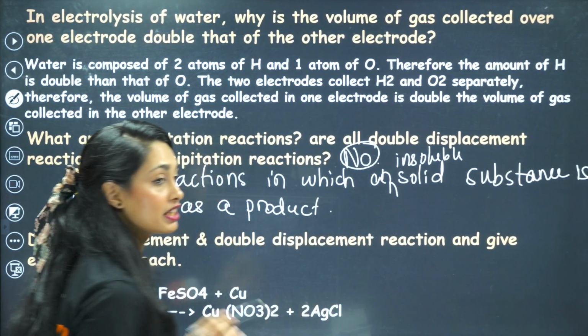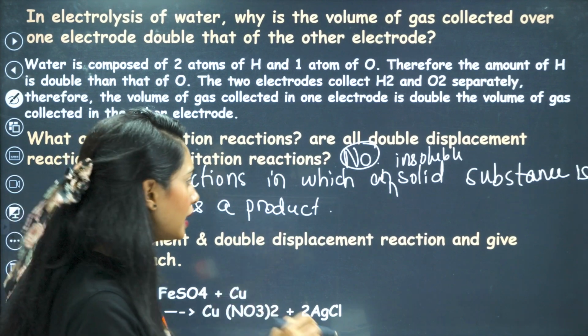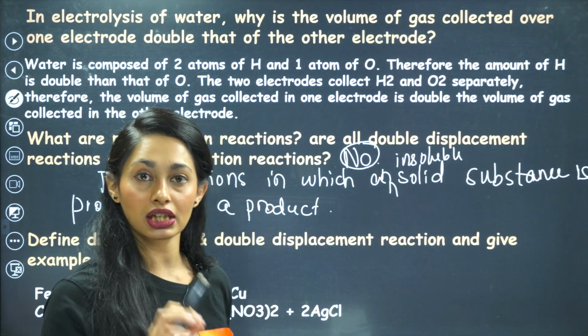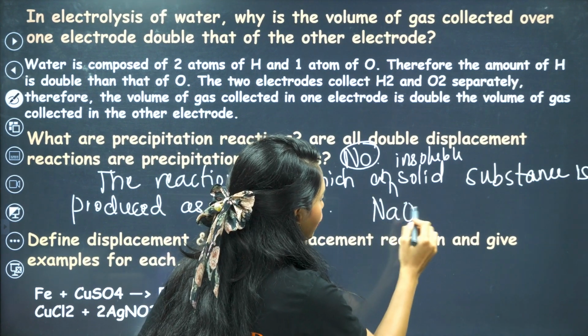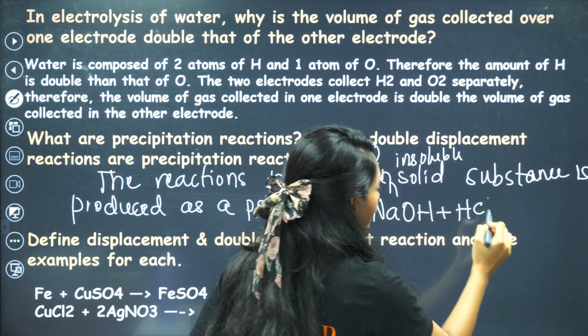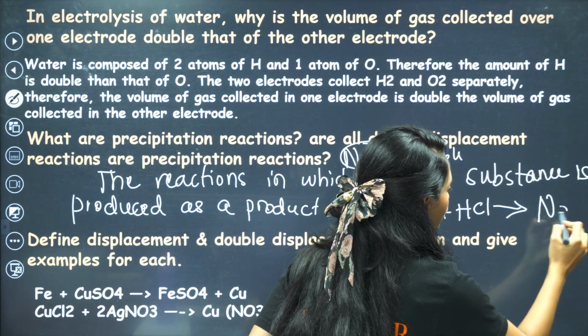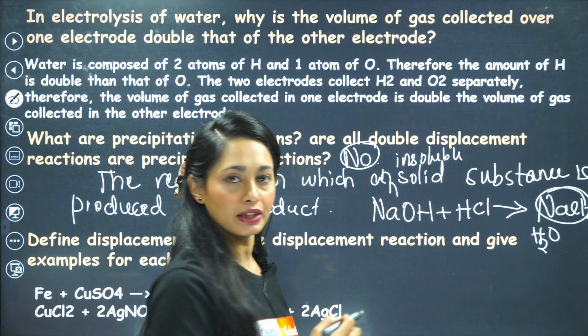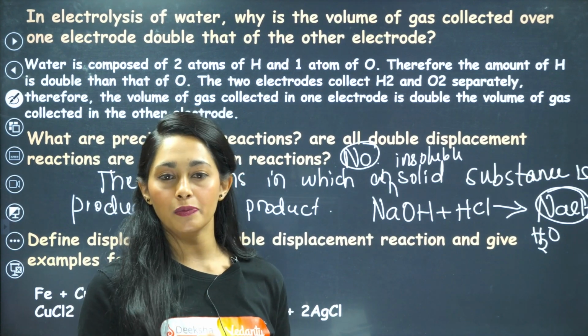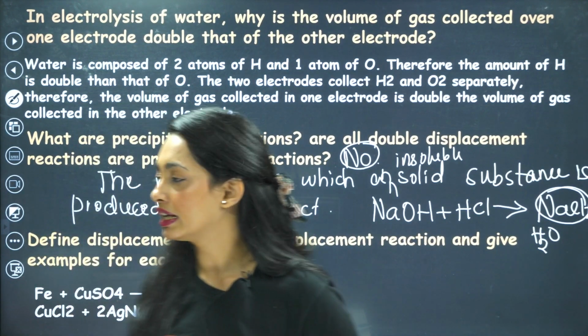No, not all double displacement reactions are precipitation reactions. I'll give you an example. Neutralization is a type of double displacement reaction. When NaOH reacts with HCl, here also exchange of ions happens, leading to the formation of NaCl and H2O. But this NaCl is not a precipitate. So not all double displacement reactions are precipitation reactions.